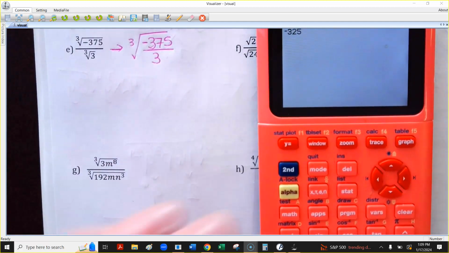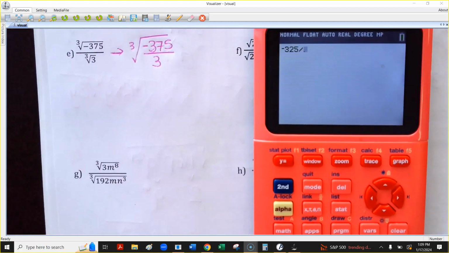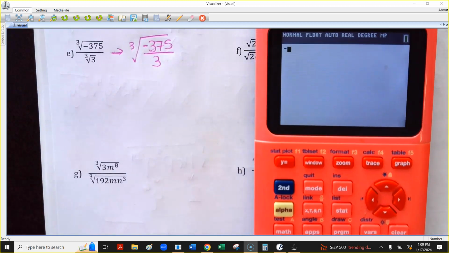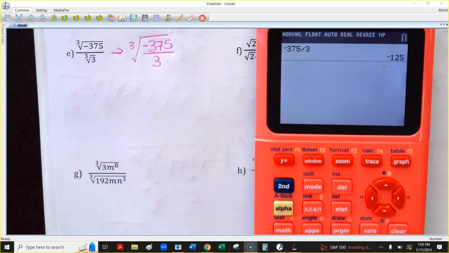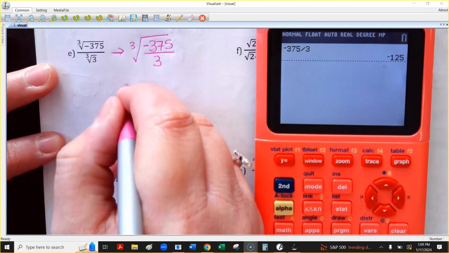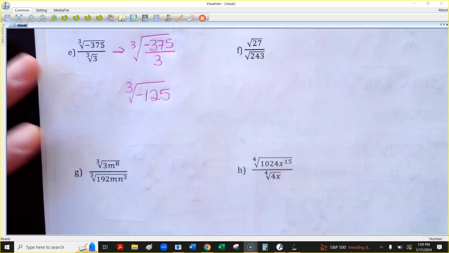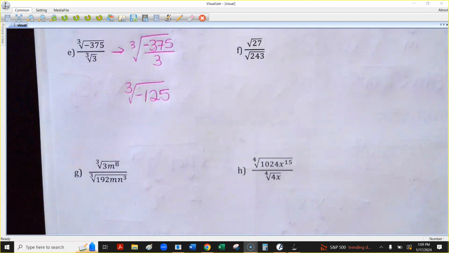All right, so I'm just literally going to take my calculator. I'm doing negative 325 divided by 3. Now, I did the wrong number. Okay, negative 375 divided by 3, which ends up actually being a nice number. So that actually gets rid of the fraction. So this is really the cube root of negative 125. Now, this is actually a perfect cube root.